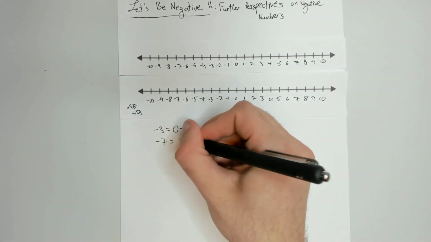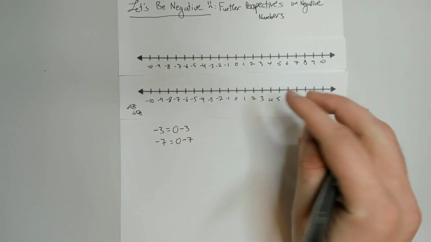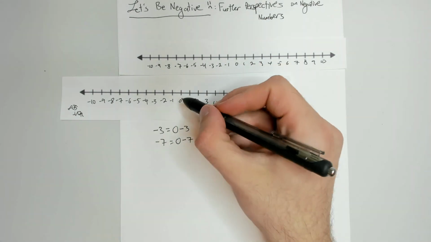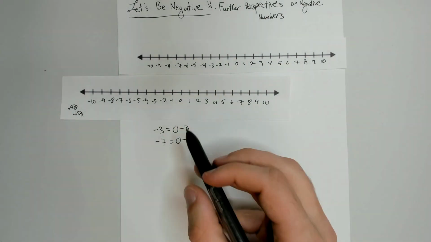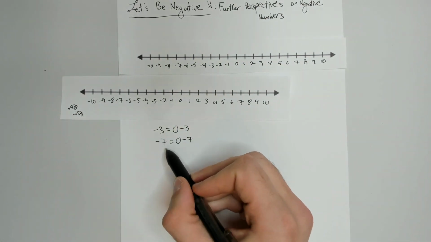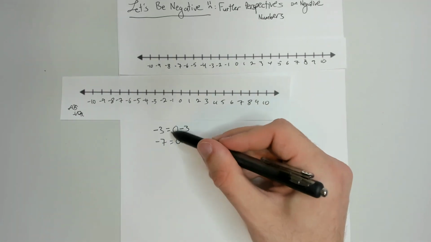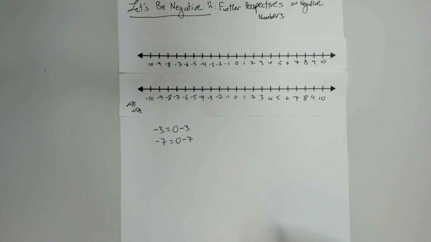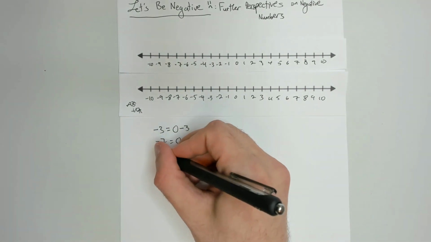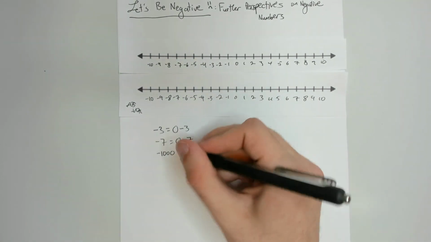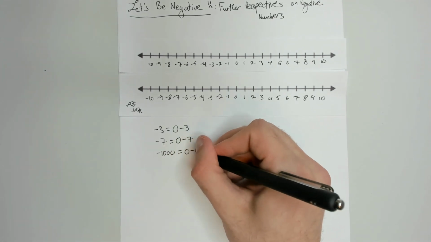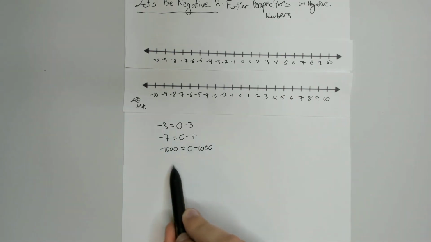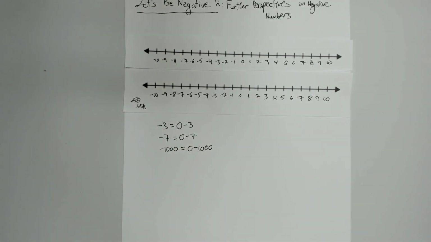Negative 7, that's 0 minus 7, right? I move this to the left by 7. That's subtracting 7. We see that 0 lines up with negative 7. So we can express this negative number as actually the subtraction of 0 minus something else. All right, and let's do another example. What's negative 1,000? Well, that's the same thing as 0 minus 1,000, right? So we're basically expressing all of these negative numbers as just 0 subtract another number.